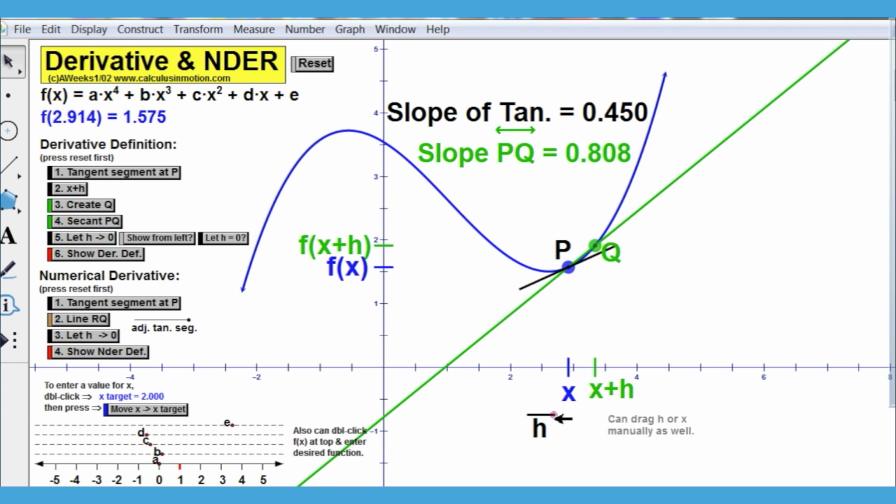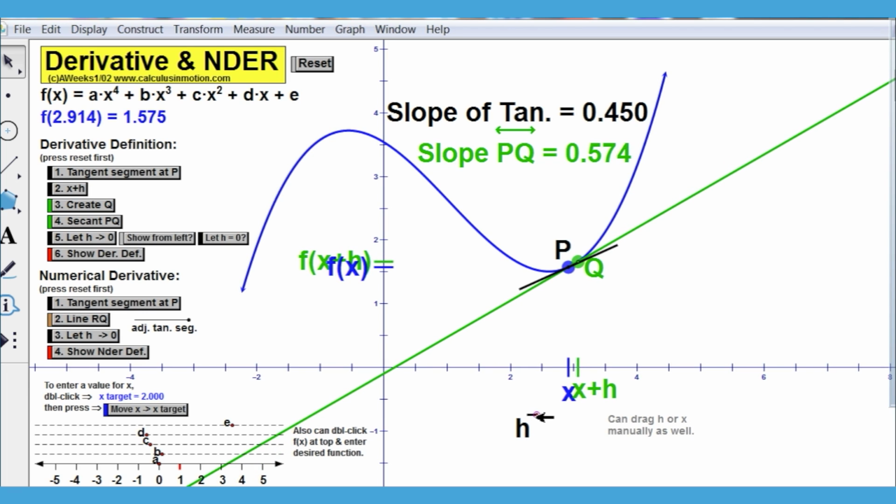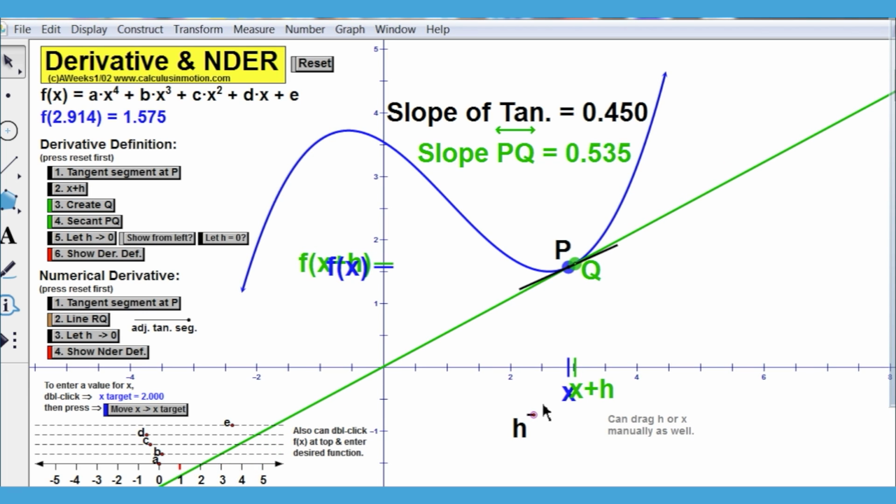See this distance of H? I am pushing it, making it smaller, so it's going to 0. So as H goes to 0, the distance between the 2 points shrinks, the secant line becomes the tangent line, and therefore the slope of the secant line becomes the slope of the tangent line. And what do we call the slope of the tangent line? The derivative.